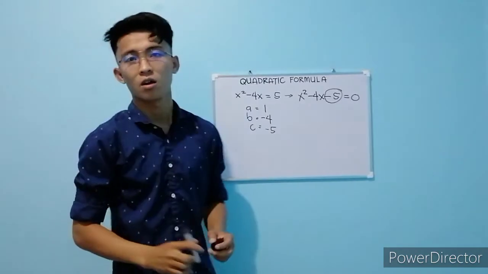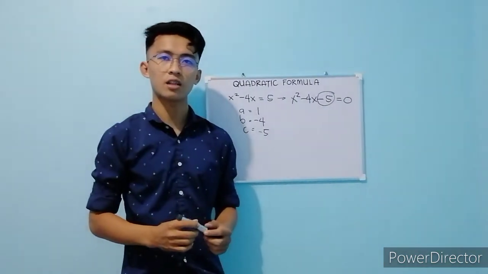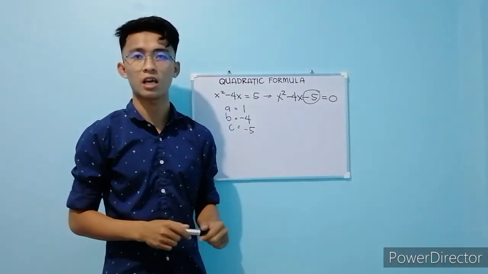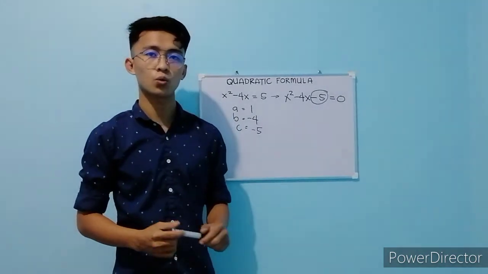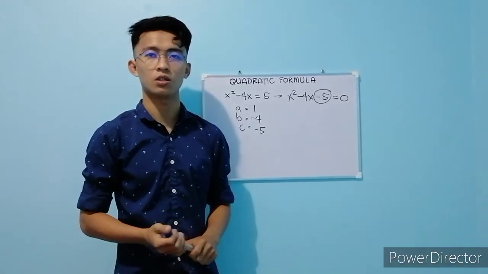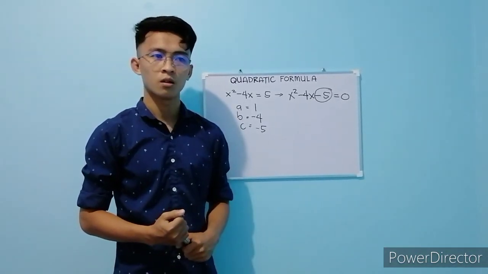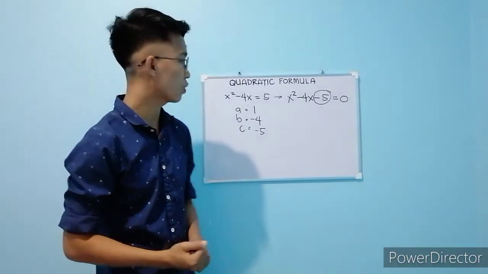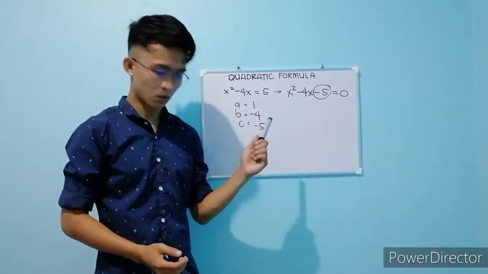So remember, when identifying the variables a, b, and c, you need to first convert the equation to its general form. So let's now use the quadratic formula in solving the quadratic equation.